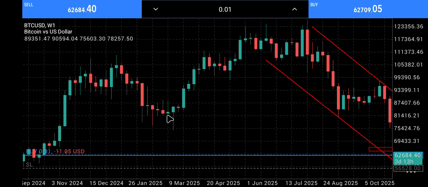This candle's big green bar is normally called the body, and then this stick is called the wick.